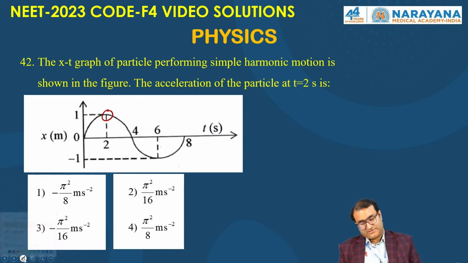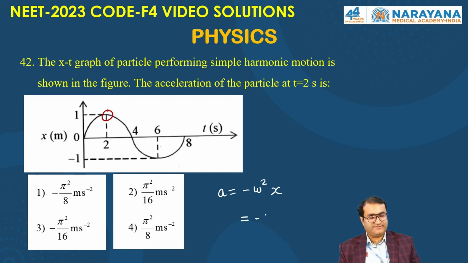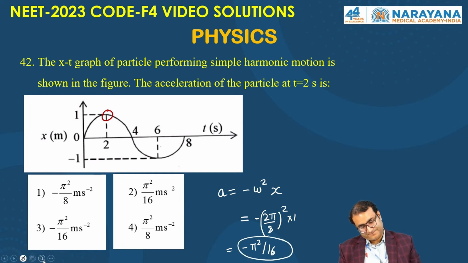Acceleration for a simple harmonic motion, we have a formula, it is minus omega square x, x is 1 there. So omega is 2 pi by T, time period is 8 seconds. So it is 2 pi by 8 whole square into 1, which is minus pi square by 16 in SI unit system. So I'll go with the third option here.